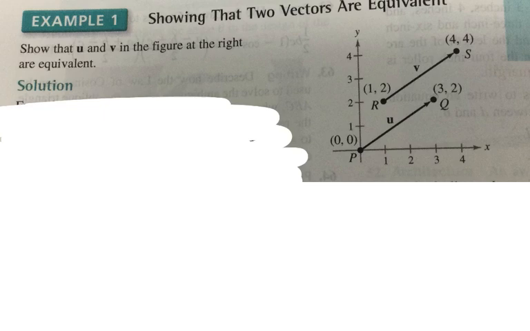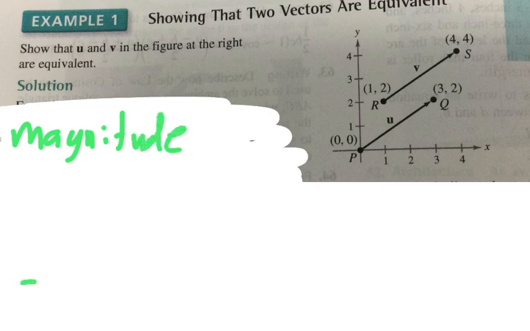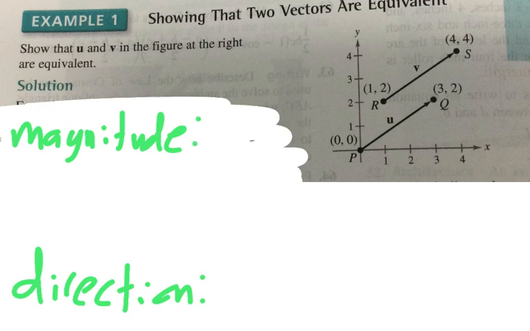So right here the question is, they want to know, are vectors U and V in the figure on the right equivalent? So you can see how they've named them. This is vector V, this is vector U. So the first thing, for them to be equivalent, we must check two things. We have to find out, are their magnitudes the same? And is their direction the same? So again, magnitude, that's just the distance of the vector.